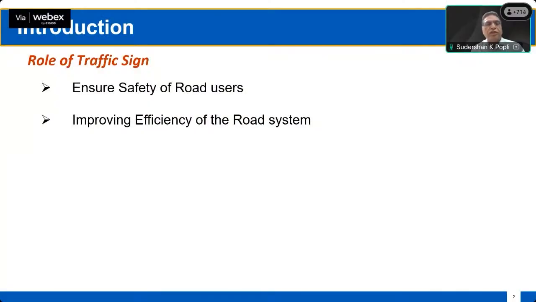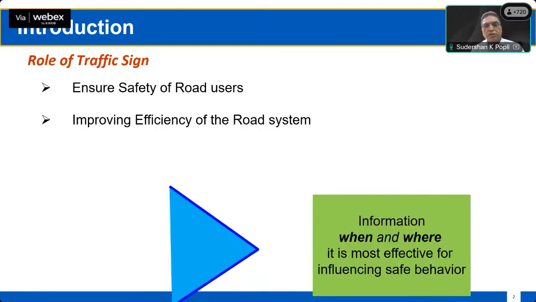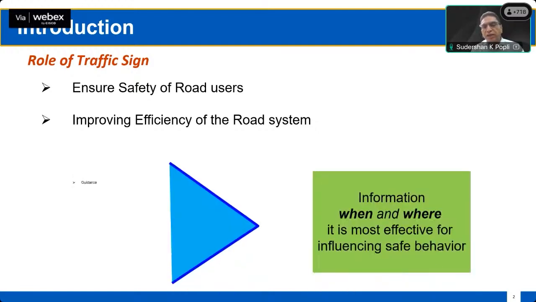So basically, what is the need of traffic signs? It's a language of the road users. It improves the efficiency of the road system, because with the signs, the road users are guided to move in the different directions. So it's basically information when and where it is most effective. We have to provide signs for guidance, for warning, and for the regulation of the traffic, for the orderly movement of the traffic on our highways.